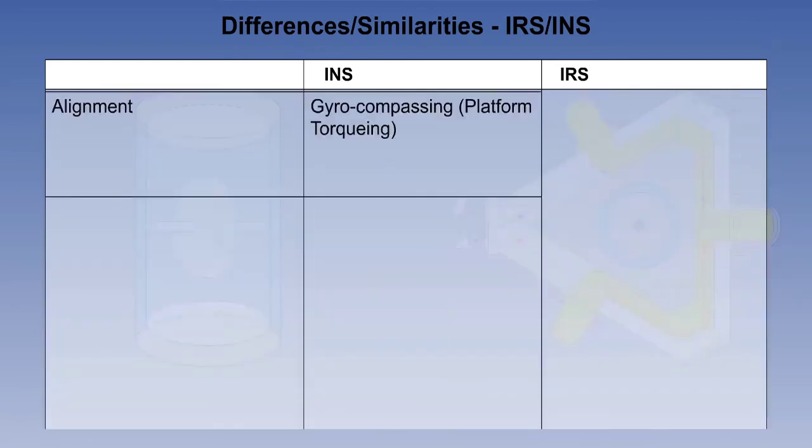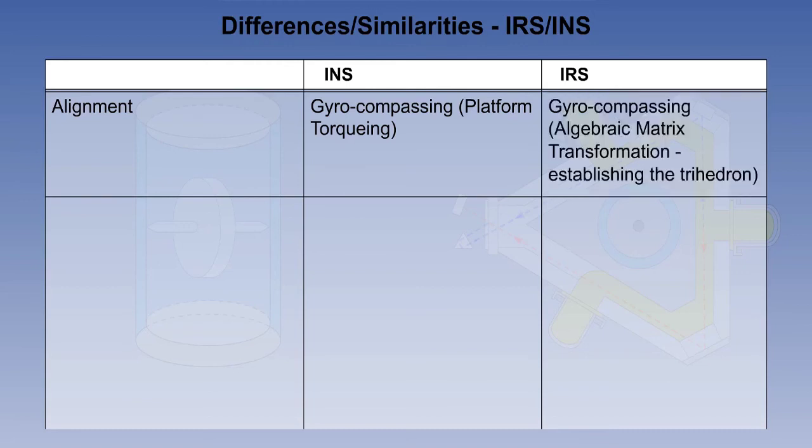Alignment in INS is carried out by means of gyrocompassing, that is, sensing the direction of east from Earth rate and then torquing the platform until no further Earth rate can be detected. The platform must then be pointing north. Alignment by gyrocompassing also takes place in IRS, but by algebraic matrix transformation. It is alternatively known as establishing the trihedron.